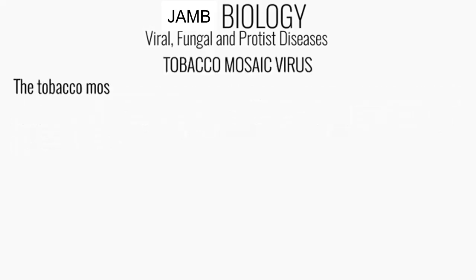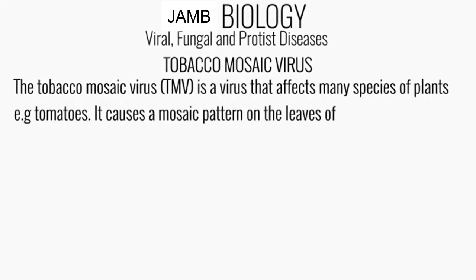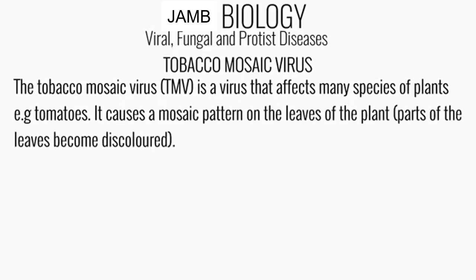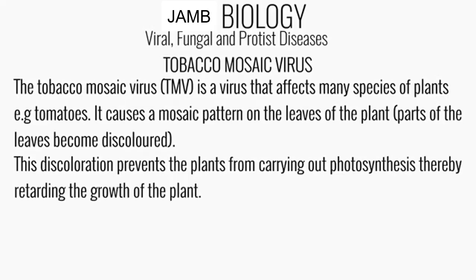The tobacco mosaic virus is a virus that attacks many species of plants, for example, tomato. It causes a mosaic pattern on the leaves of the plants, so that part of the leaves becomes discolored. This discoloration prevents the plants from carrying out photosynthesis, thereby retarding the growth of the plants.